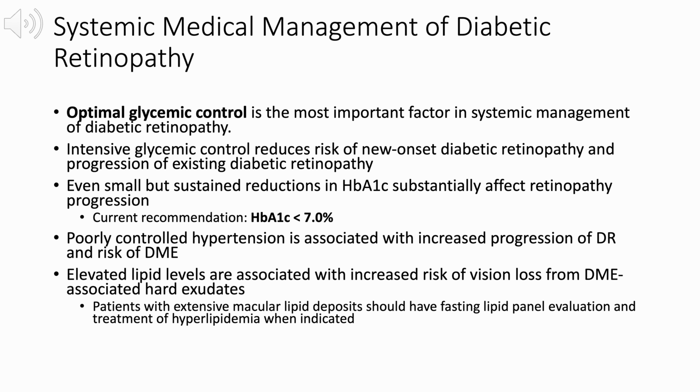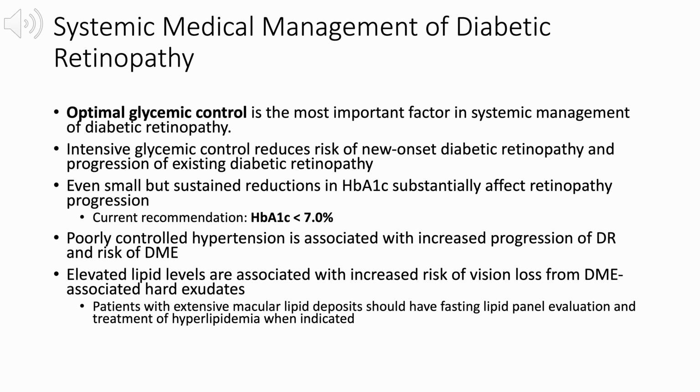A crucial practical point follows. Even small but sustained reductions in hemoglobin A1C substantially affect retinopathy progression. That is a message worth carrying into the examination room, because patients who feel they cannot achieve perfect control often become discouraged and disengage entirely. The data say that partial improvement, sustained over time, is genuinely worthwhile. The current recommendation is a hemoglobin A1C below 7%.